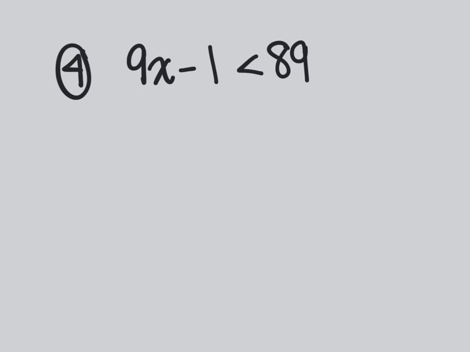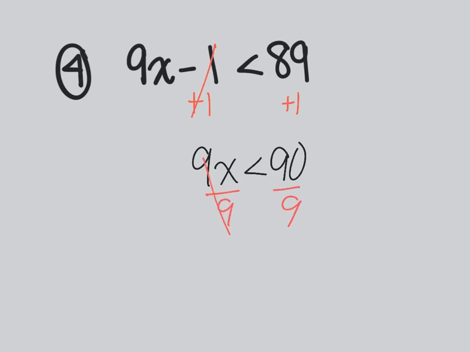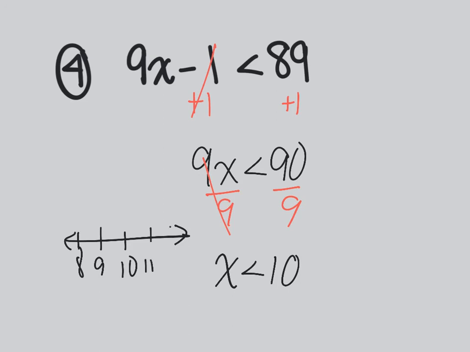So 9x minus 1 is less than 89. So we're going to add 1 to both sides. Oh, this will be a nice easy one. We have 9x is less than 90. Go ahead and divide both sides by 9 to get our answer of x is less than 10. And on my number line, I've got 10, 9, 8, 11, 12. Everything less than 10, I've got an open circle at 10 with an arrow going towards the left.